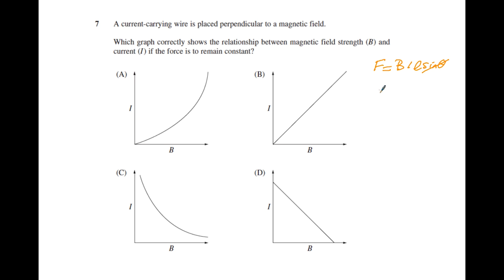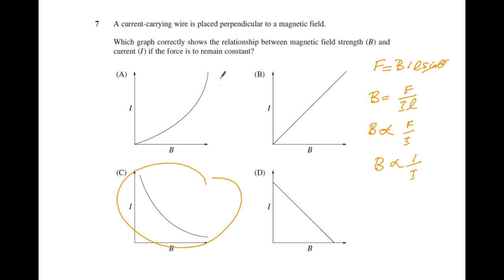Secondly, the force is constant, so we're going to rearrange this formula, and so you've got B is equal to F over I and L. Now it's the one wire, so L is constant too, and I'm going to make this a proportionality. So B is proportional to F over I, but hold on, F is constant, so therefore B is proportional to 1 over I. In other words, the magnetic field strength is inversely proportional to the current. The only graph that represents that is C.